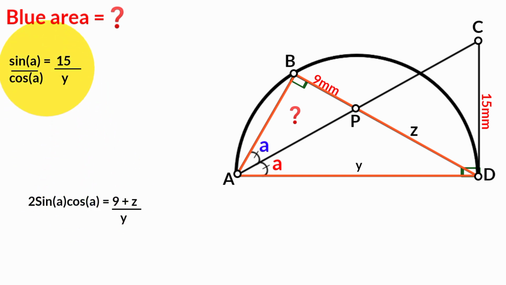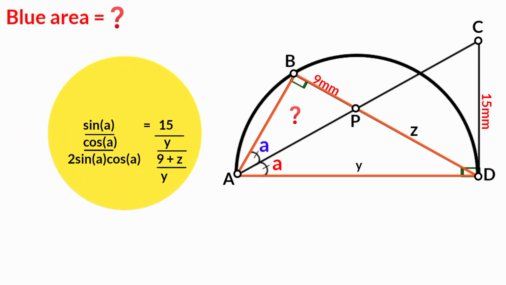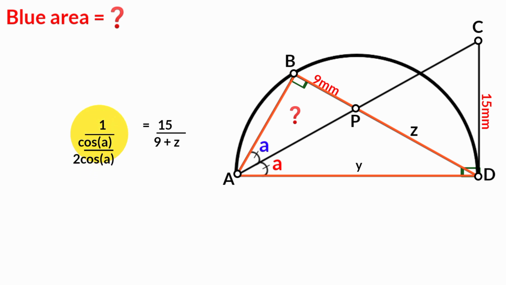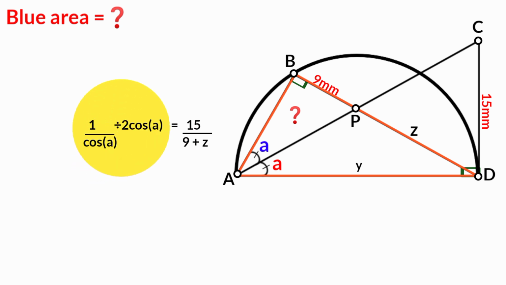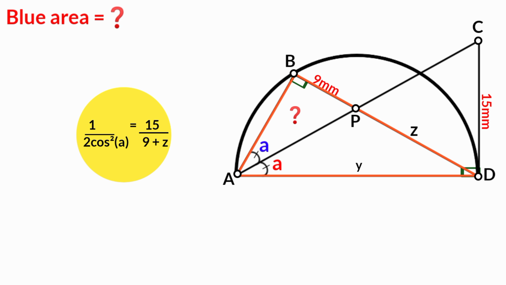We divide this equation, sine A over cos A equal to 15 over y, by this equation. So sine A over cos A all over 2 sine A cos A equal to 15 over y over 9 plus Z over y. This y cancels this y, and this sine A also cancels this sine A. 1 over cos A over 2 cos A is 1 over cos A divided by 2 cos A. We can change this division sign by taking the reciprocal of this 2 cos A. So it is now 1 over cos A times 1 over 2 cos A, which is 1 over 2 cos squared A. So 1 over 2 cos squared A equal to 15 over 9 plus Z.